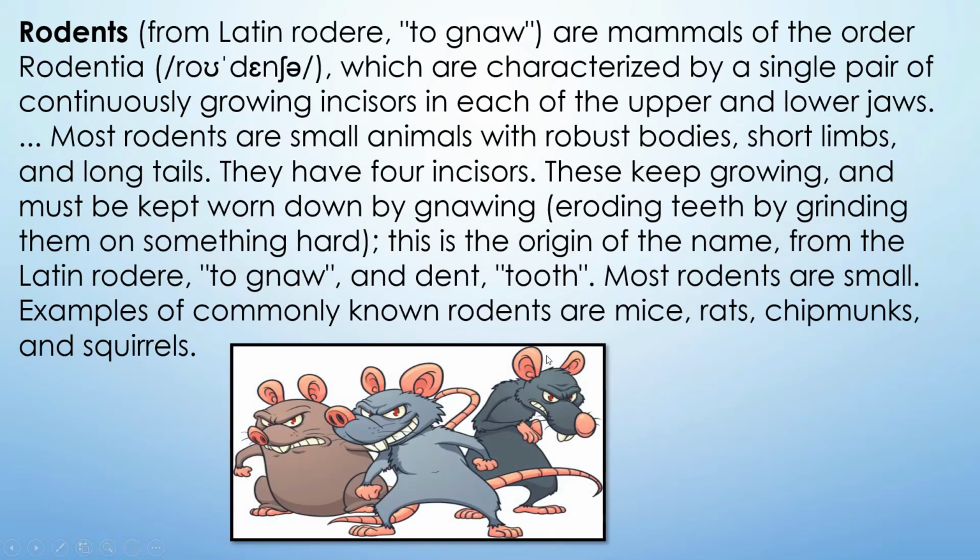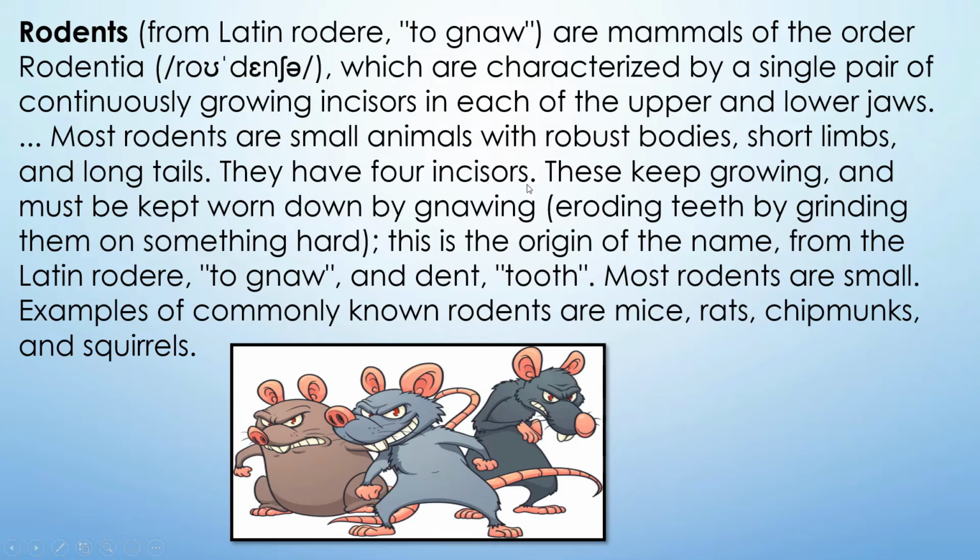Rodents, from Latin rodere, to gnaw, are mammals of the order Rodentia, which are characterized by a single pair of continuously growing incisors in each of the upper and lower jaws. Most rodents are small animals with robust bodies, short limbs, and long tails.